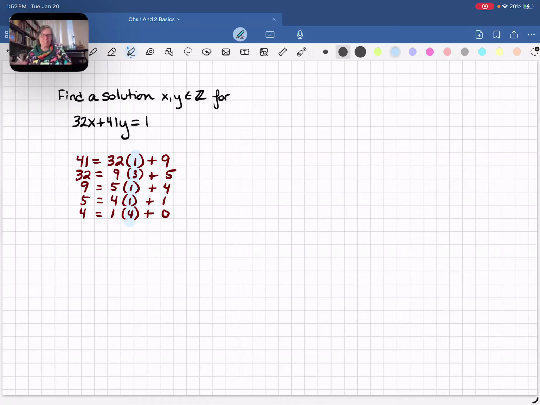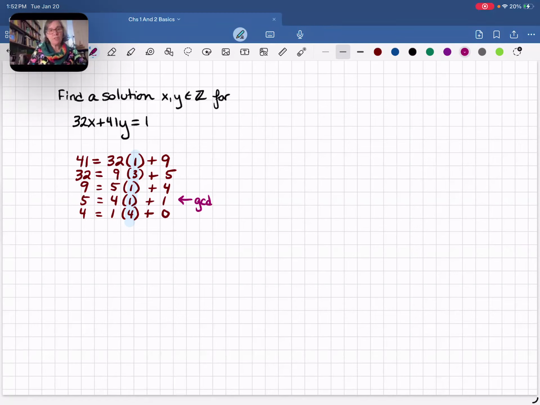Now, how many times does 9 go into 32? 3 times, because 9 times 3 is 27, and then 5 left over. So these are the remainders. Based on this, the GCD is the last non-zero remainder. So that's my GCD right there, okay?